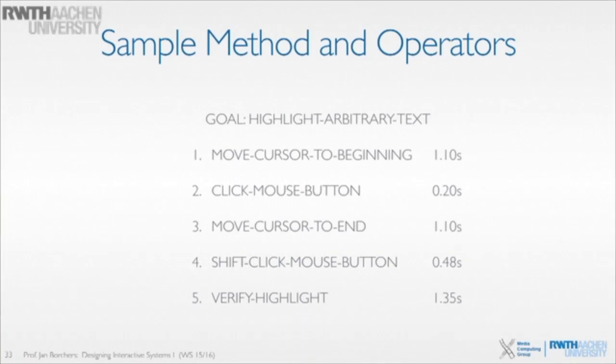So this is not using a click-drag operation, but it's using an operation where you position the cursor and then click, and then you position the cursor again and you shift-click, and that's your selection. You probably use this when you use Windows Explorer to select a couple files in a directory, right, in a folder. And the last part here is verifying that you highlighted the right parts. So this is broken down into 4 elementary physical actions that you do, and 1 mental action that you do to make sure that you did the right thing.